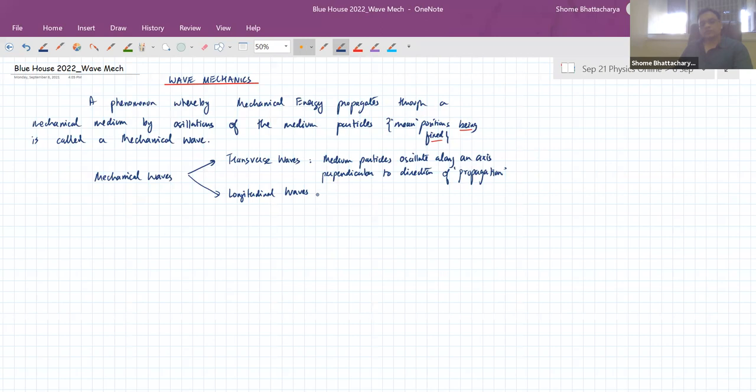And in the case of longitudinal waves, the medium particles oscillate. In both cases, the medium particles have fixed mean positions, but it's about how they are oscillating, along which axis they are having their amplitude of oscillation. So the medium particles in this case, longitudinal waves, they oscillate along an axis which is along, not perpendicular, but along the direction of propagation.